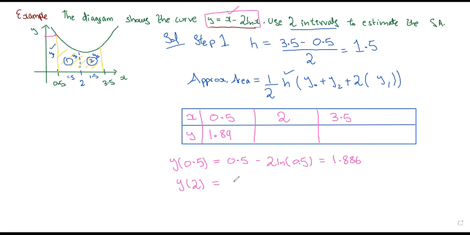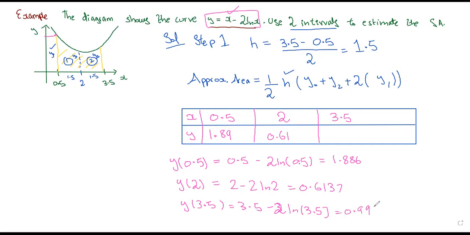Then we have y at 2. This is 2 minus 2 ln 2. So this would be 0.6137. That is 0.61. And then we have 3.5 as x. So this would be 3.5 minus 2 ln 3.5, and we will get 0.9945. So this is 0.99.